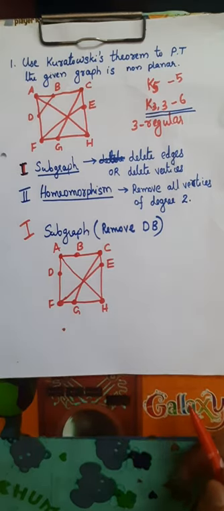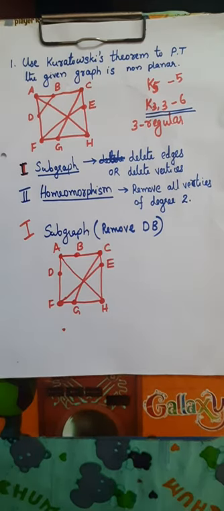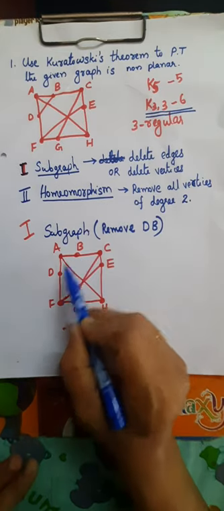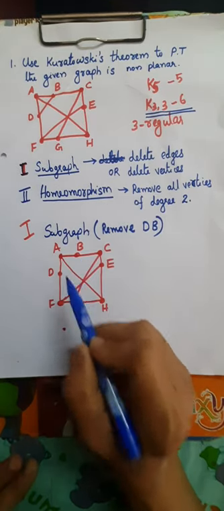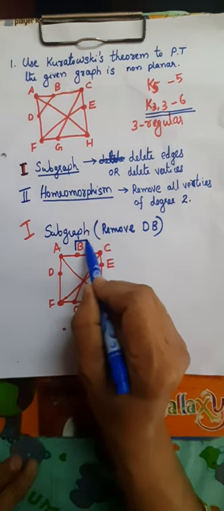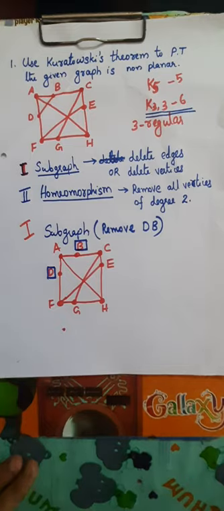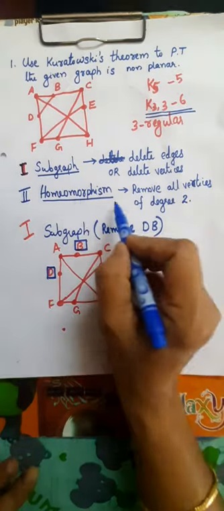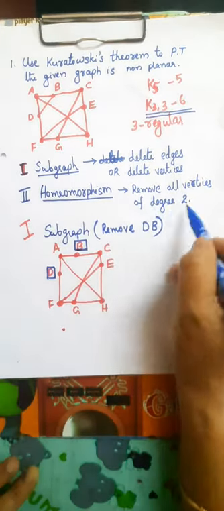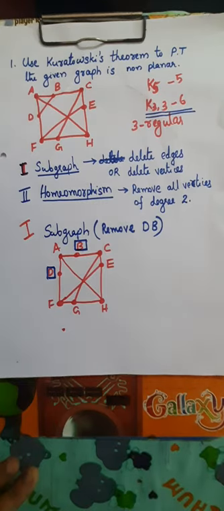Then we can identify two different vertices whose degree is equal to 2. Identify B and D. Degree of B and D is equal to 2. Okay. So, next we are going to apply the homeomorphism property. What is the homeomorphism property? Remove all vertices of degree 2, that is the homeomorphism property.